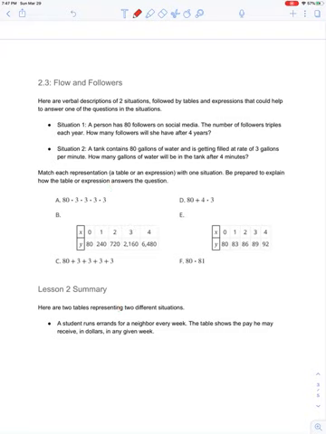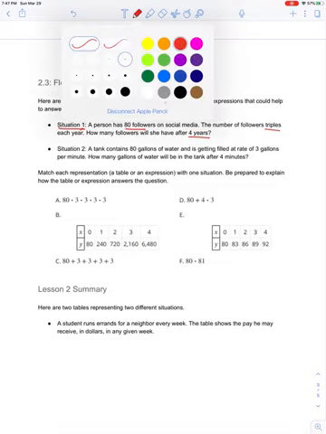So make sure you are following along on here because your exit ticket for today is something similar to this. So here are verbal descriptions of 2 situations, followed by tables and expressions that could help to answer one of the questions in the situation. So situation 1. A person has 80 followers on social media. The number of followers triples each year. How many followers will she have after 4 years? Okay, that's the first situation.